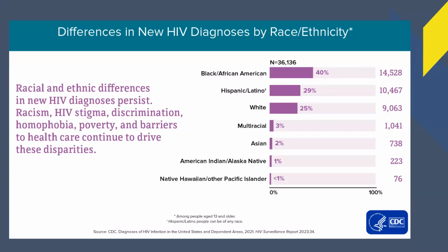Notably, you'll see that Black African-American individuals account for the majority of new HIV diagnoses, followed by Hispanic and Latino, white, and multiracial. American Indian and Alaska Native are at 1%. That is pretty consistent over time.